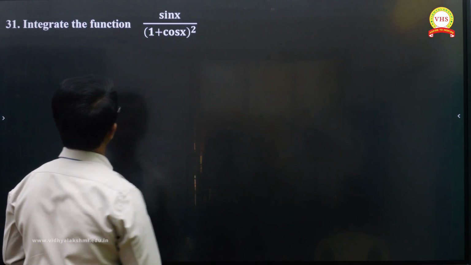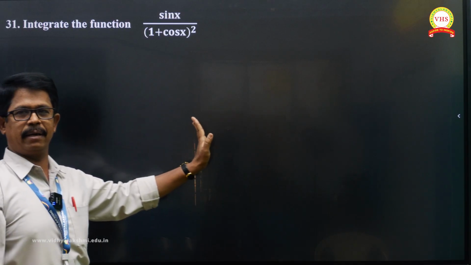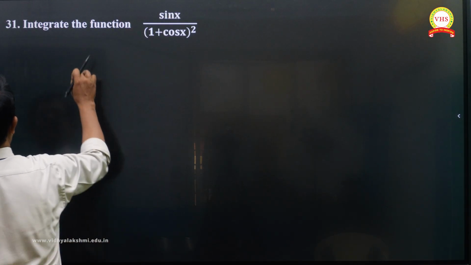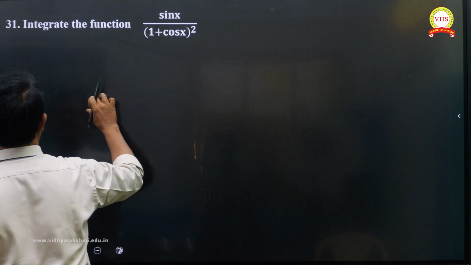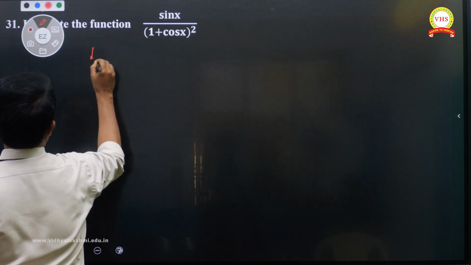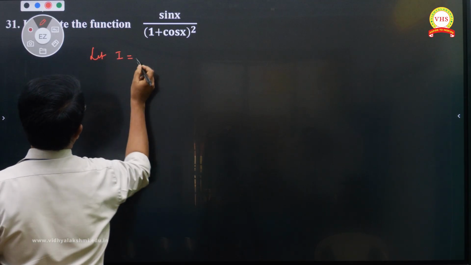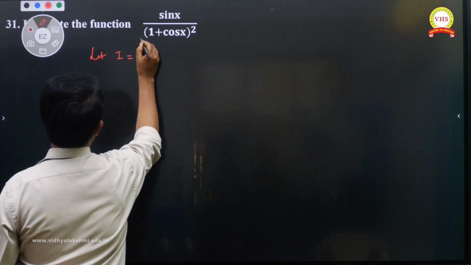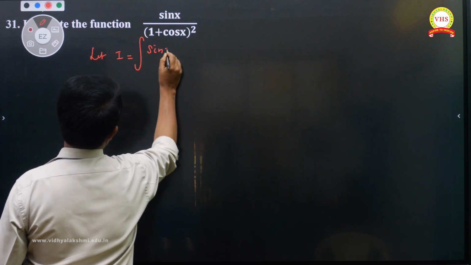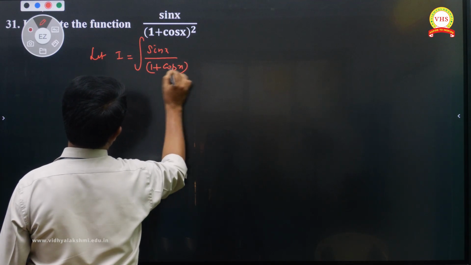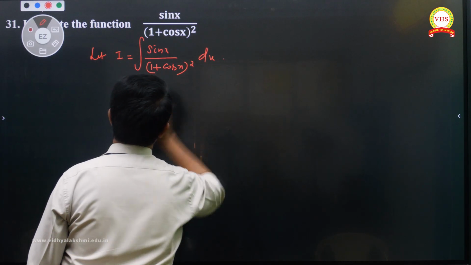31. What is 31? Sin x by, same methodology, same sum, but the denominator is squared. Yes, it is easy to complete, correct? Now let I equal to integral sin x divided by 1 plus cos x. It is the extension of the previous sum. It is only 1 plus cos x, here whole square.